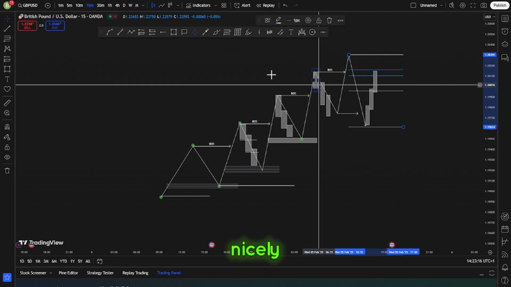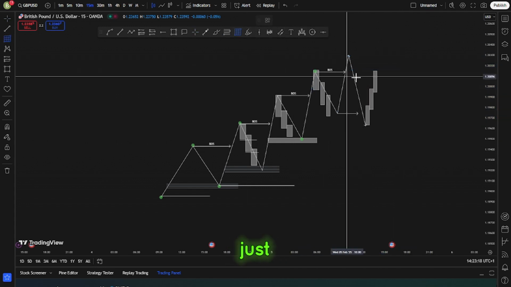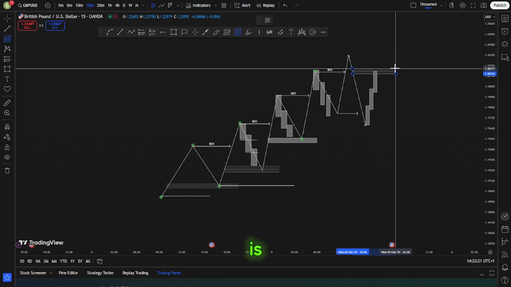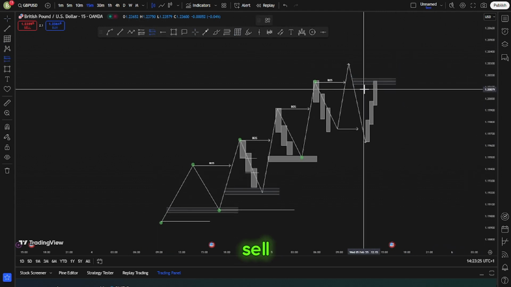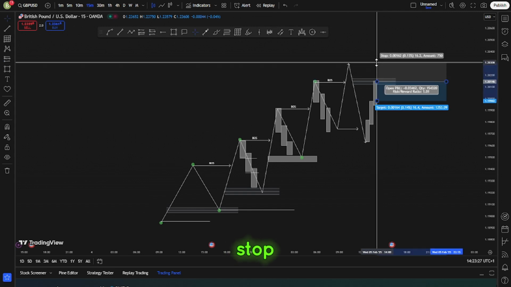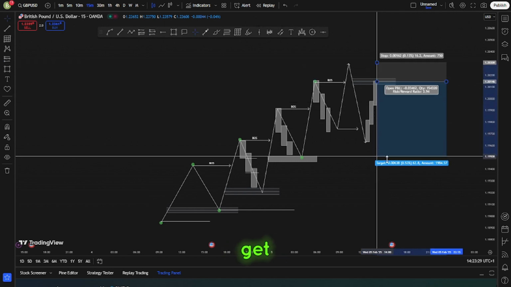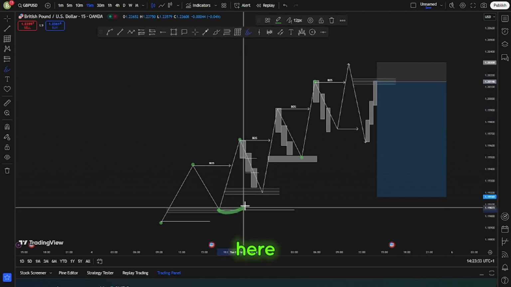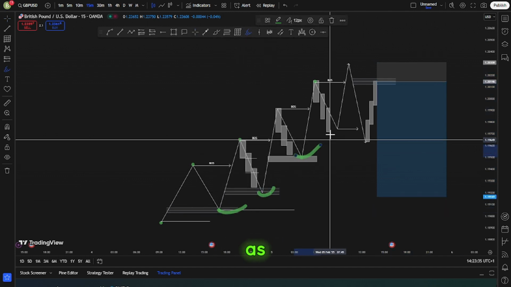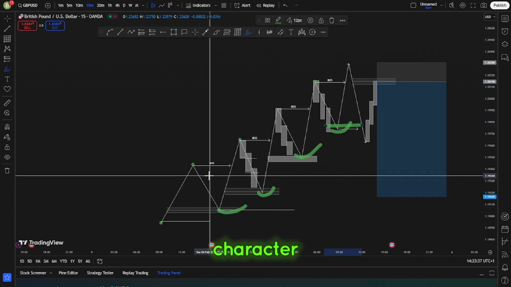Let's say maybe we tap nicely into the golden zone just like this. So what you need to do is use your area of value like that, and then you place your sell limit within this point, and then your stop could be just above, so that you can get protected. And then you'll be looking for the market to take out these lows here, just because these lows are acting as liquidity whenever we change character, guys.